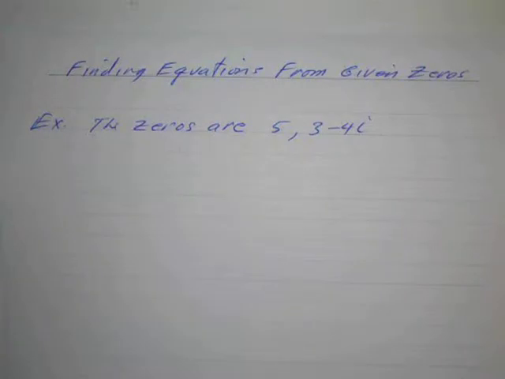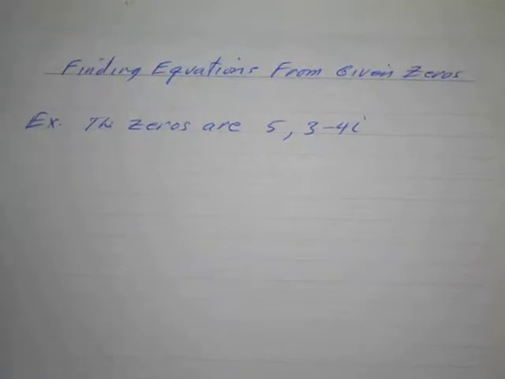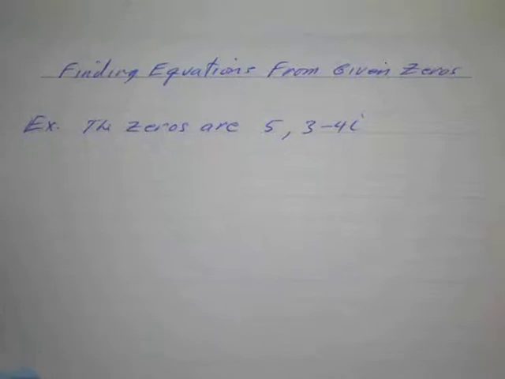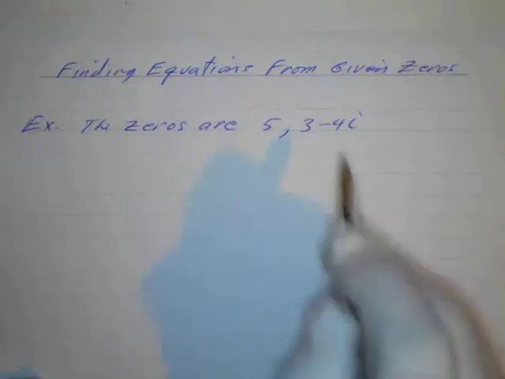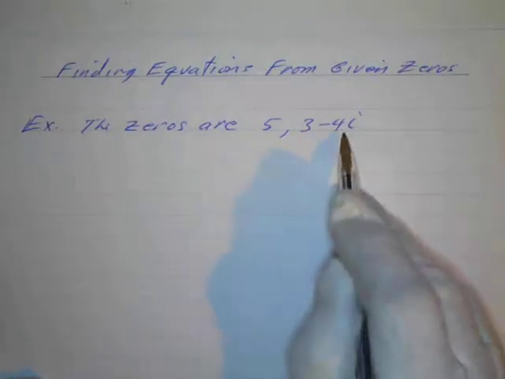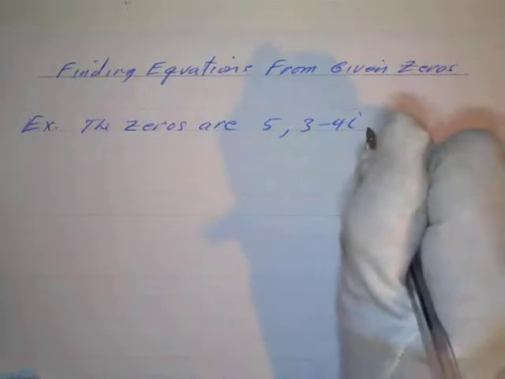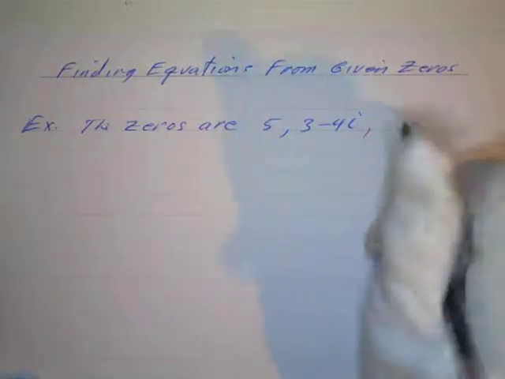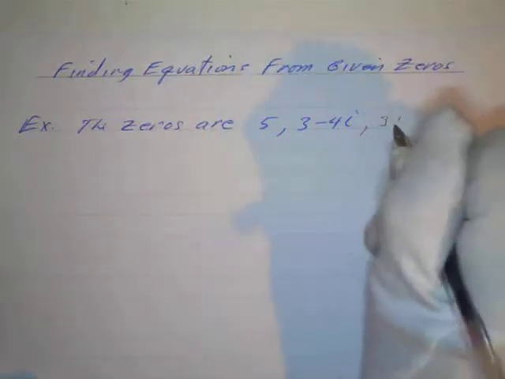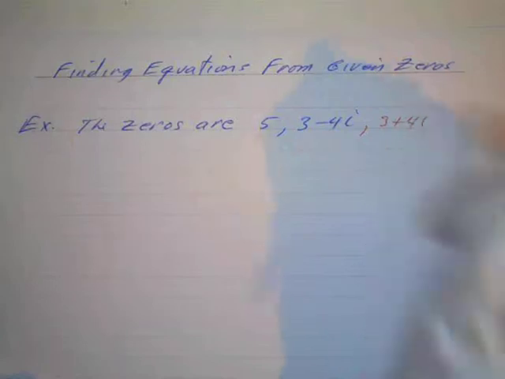Okay, here's another example of finding equations from given zeros, and here the zeros are given to be 5 and 3 minus 4i. I always want to write the simplest, because there are some other possibilities, but this is understood. So we know that if 3 minus 4i is a zero, then we also must have its conjugate, so it's going to be 3 plus 4i. So those are going to be the roots, okay?